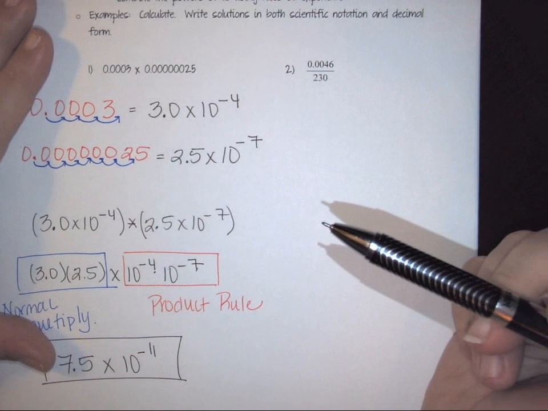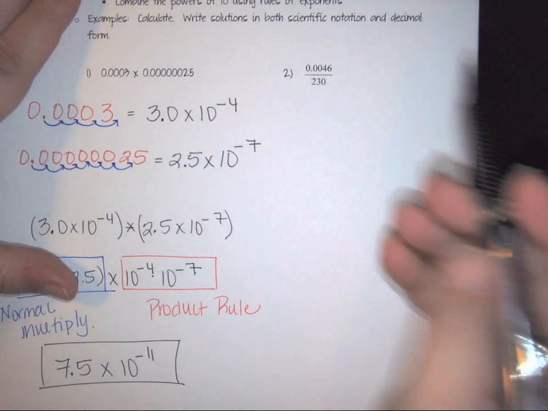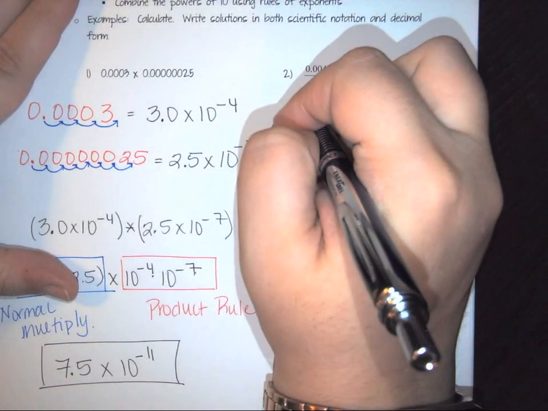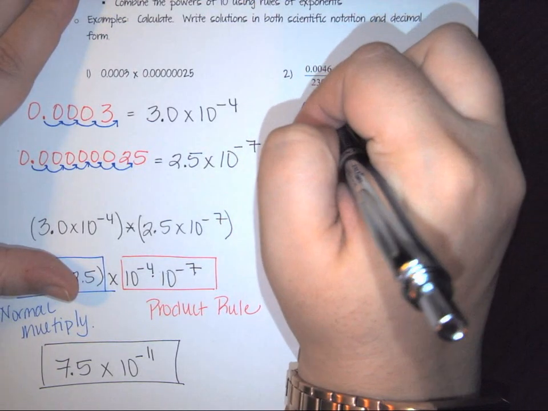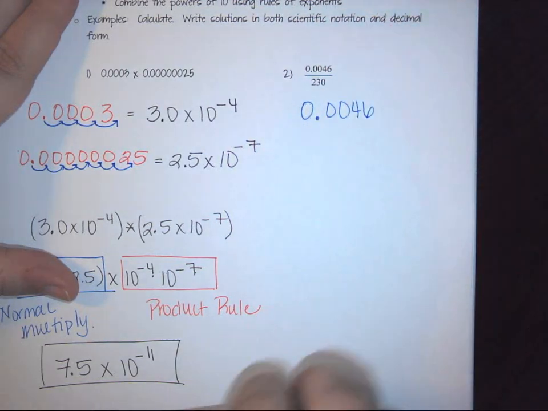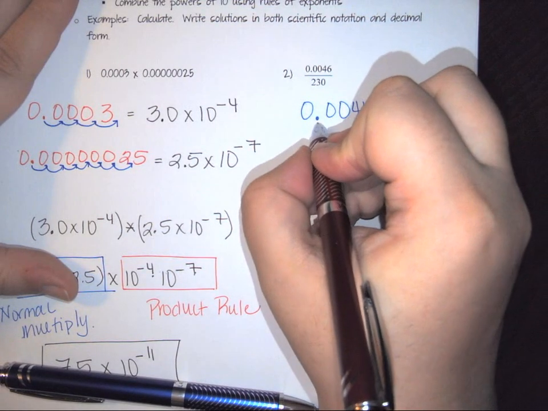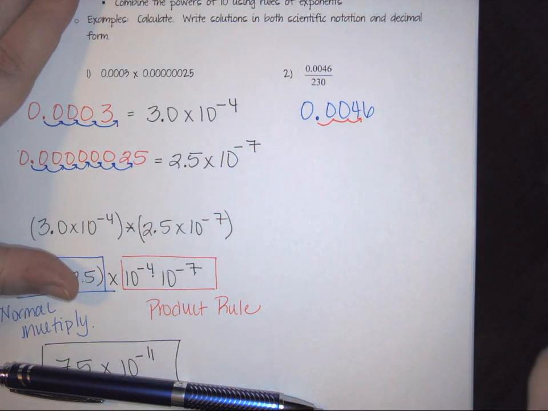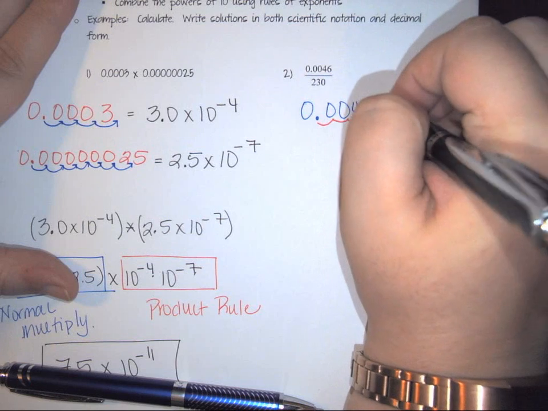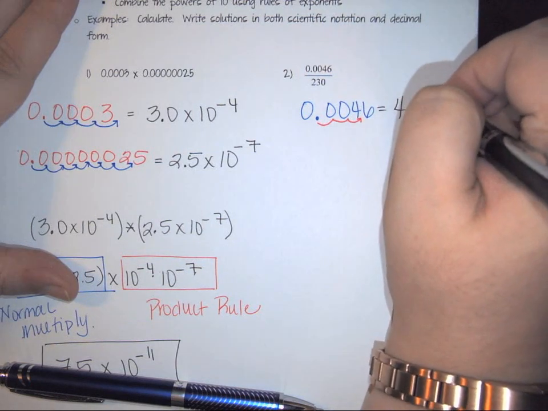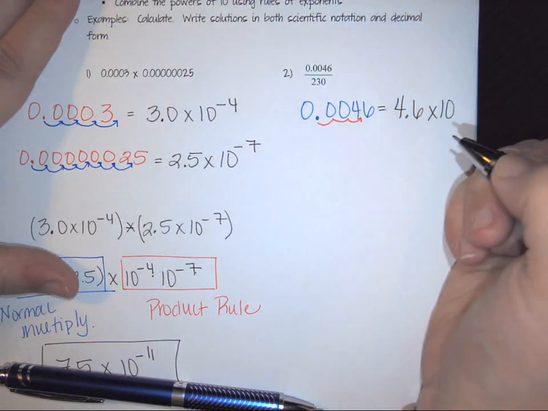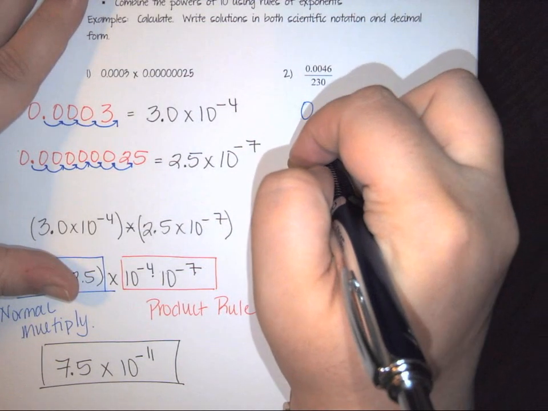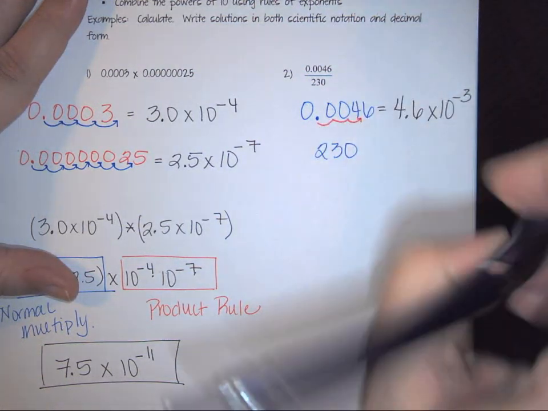Alright, let's do it again. So here, if we look at our first number, it is 0.0046. Again, we have to go 1, 2, 3, so that means this is going to become 4.6 times 10 to the negative 3.